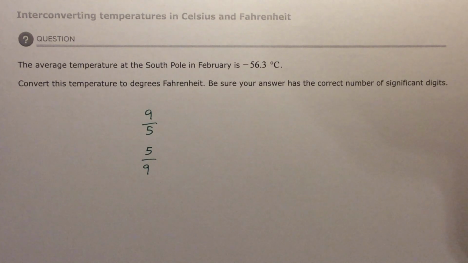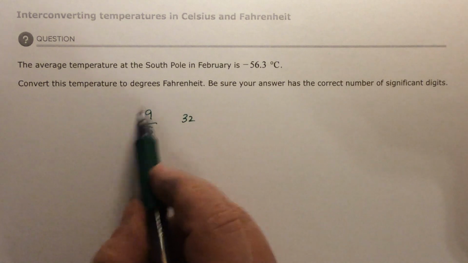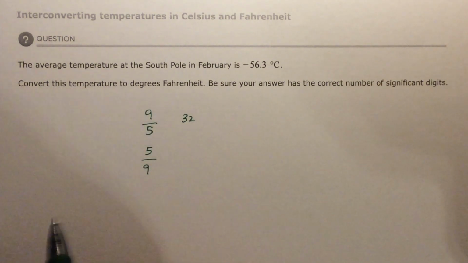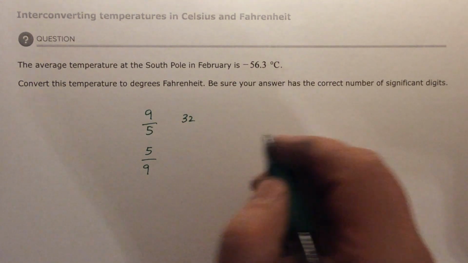You're also going to have to take care of the fact that water freezes at 0 in Celsius, and in Fahrenheit it freezes at 32. So I need to somehow either add or subtract 32 from my number. So there's a 32 involved. So I'm either going to multiply by 9 over 5 or by 5 over 9 to make it bigger or smaller, and then I have to either add or subtract the 32. Okay, so let's start by doing what we know.